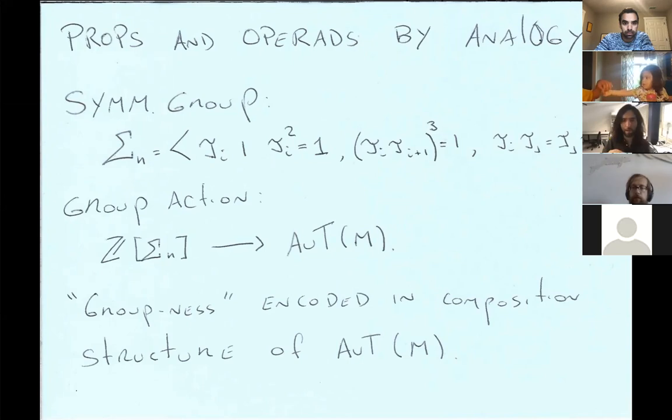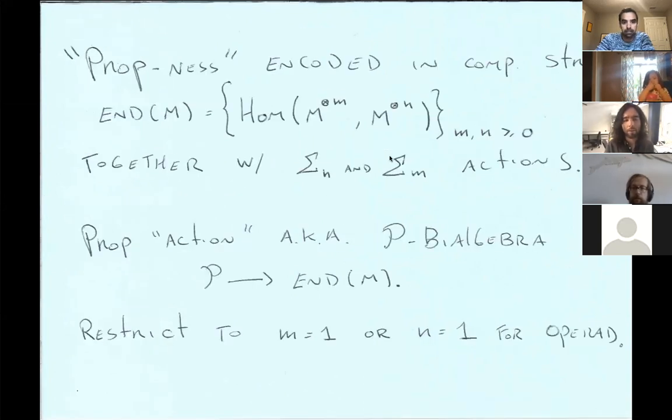We're not going to define what a prop is, but we're going to describe its structure through an example. A canonical example, like the automorphisms. So the propness for us will be encoded in the compositional structure of this gadget here. We're going to have, for every pair of non-negative integers, the complex of linear maps between the tensor product of M with itself a bunch of times to the tensor product of M with itself a bunch of times.